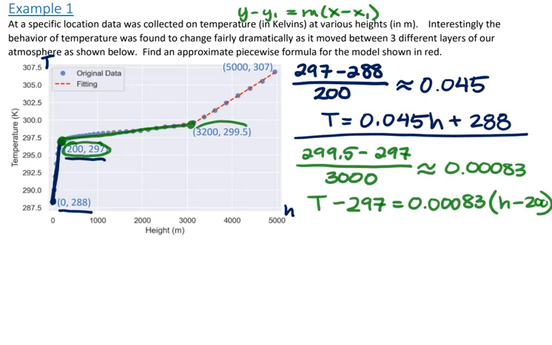So we can add the 297 to both sides, and we can distribute. And I already pre-crunched so that it wouldn't be too long of you watching me do this. So I'll get 0.00083h, and then when I do that distribute, 0.00083 times negative 200, and I add 297, just doing that arithmetic, I got 296.83.